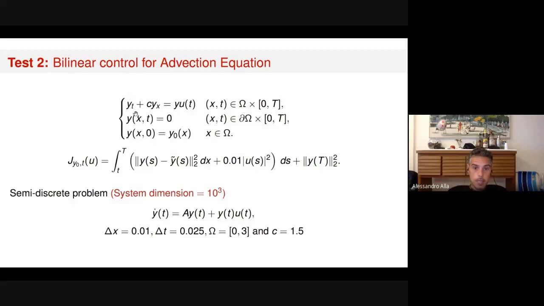So the discretization of the problem gives something with this structure. A is the discretization of the advection term, and here we have the bilinear control. The goal here is to track a desired configuration, which is given with the tilde. We penalize the control, and we have a final constraint. So again, what I want to stress is that now the dimension of the problem is 1000. So it's not a trivial problem where to do feedback control.